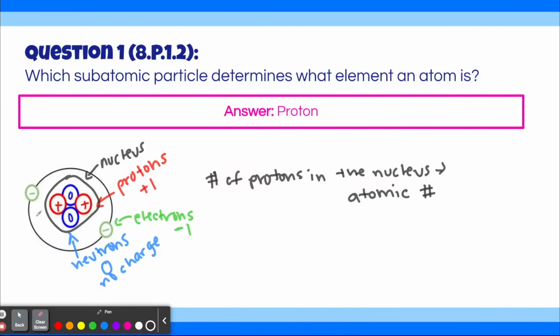So in this drawing right here, there are 2 protons in the nucleus. When you look at a periodic table and you know how to find an atomic number, you'll find that helium is the element with 2 protons in its nucleus. Helium's atomic number is 2. So that's how you can determine what element an atom is, and that's why proton is the subatomic particle that determines what element an atom is.